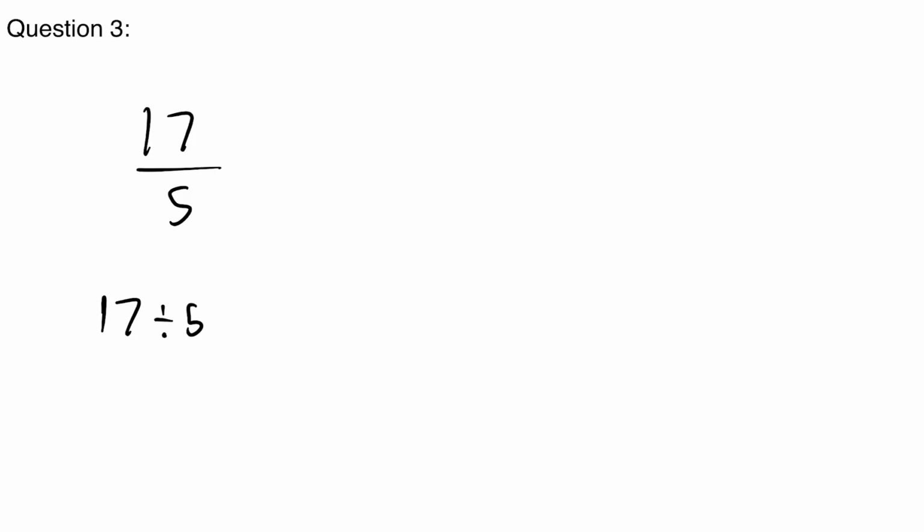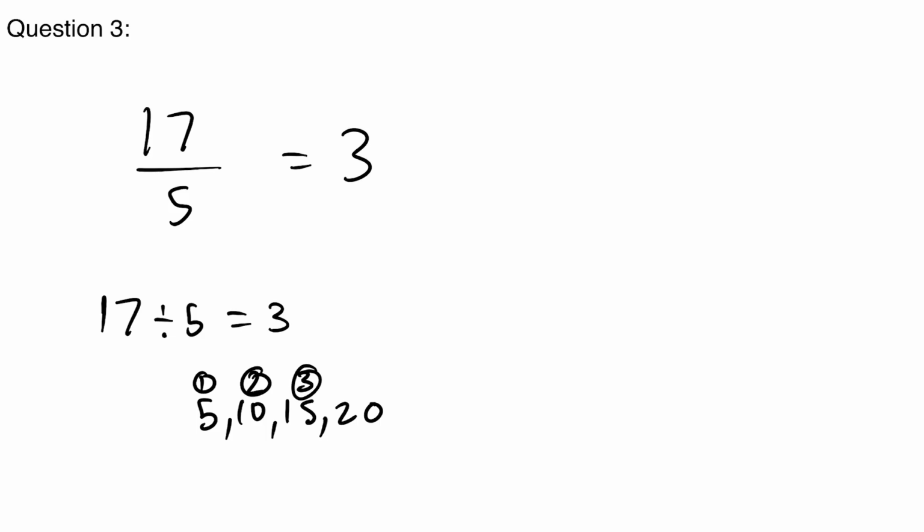We can list the multiples of 5. So we have 5, 10, 15, 20. We see that 5 will go into 17 3 full times. So our whole number is going to be 3. And then 17 minus 15 is equal to 2. So our remainder, or our numerator, will be 2. And then our denominator stays the same. So it's going to stay as 5. So our final answer is 3 2/5.